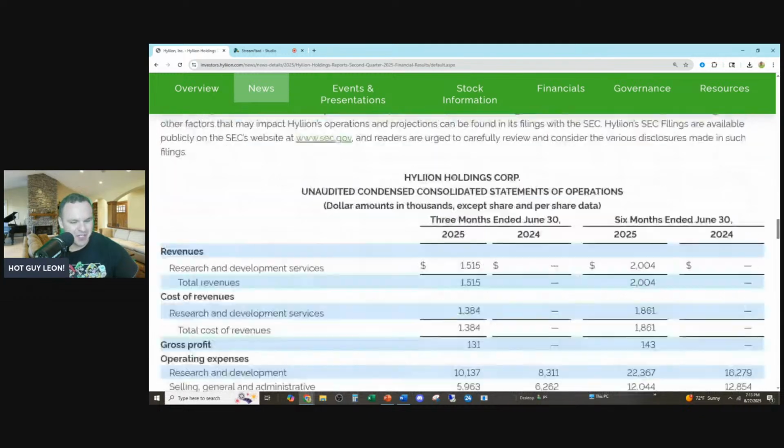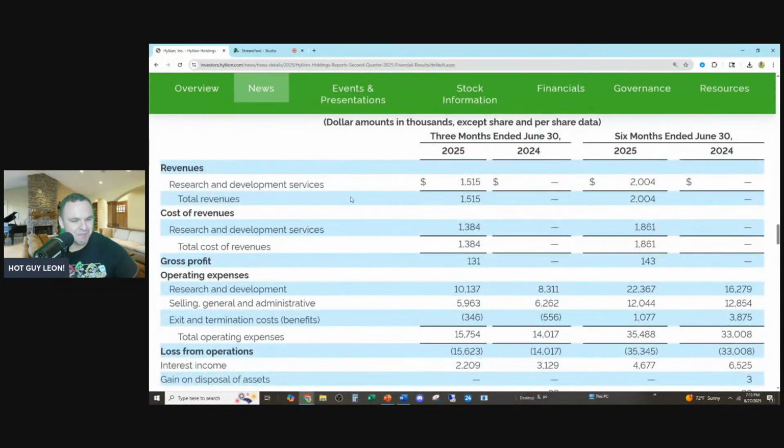Oh, God. What a freaking joke. All right, let's look at their financial statements. All right, so they made money. Research and development just grifted off the government.